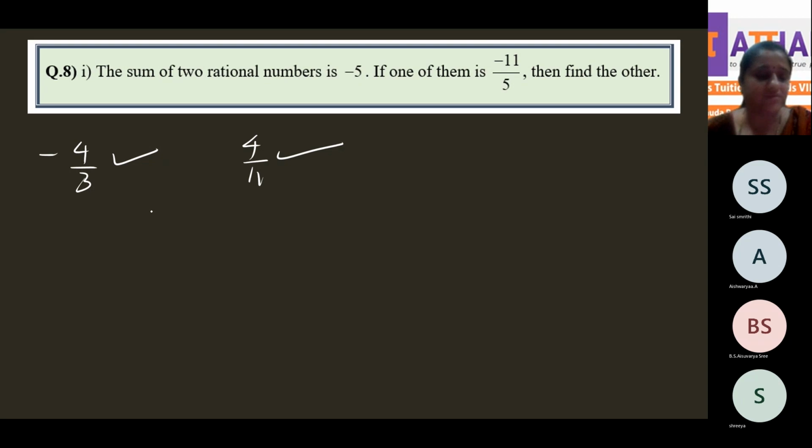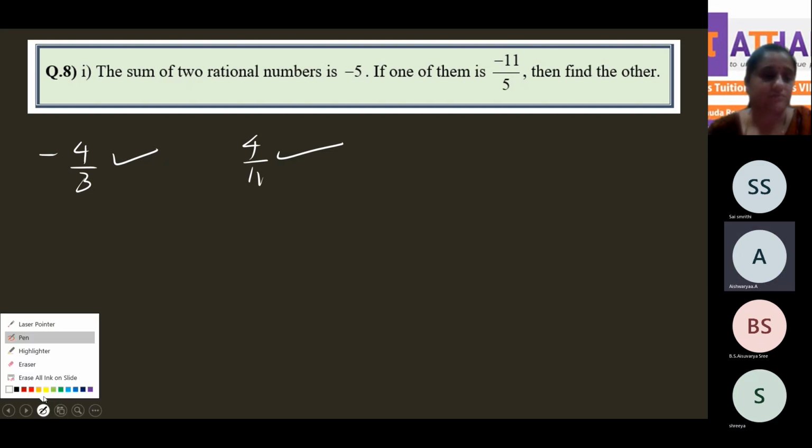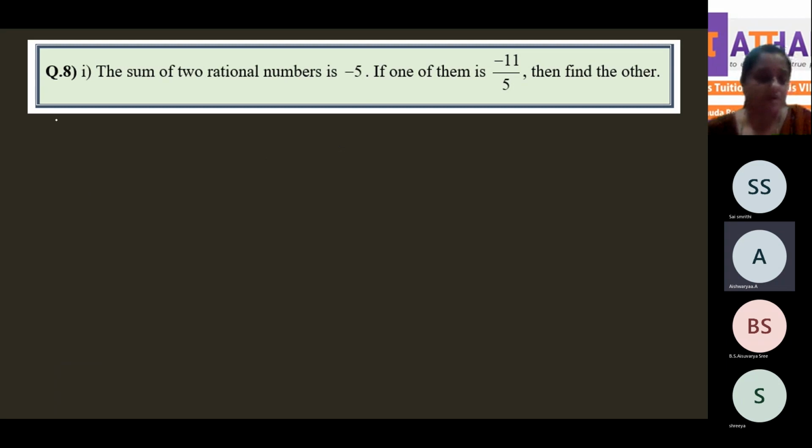Next one, Shriya or Aishwarya. The product of two numbers is minus 8. One of them is minus 12. What's the other one? The other number is 2 by minus 3. Same, 2 by 3, yeah?